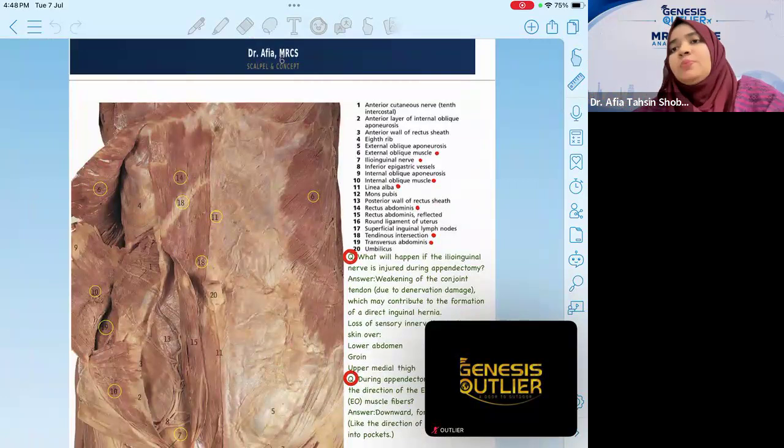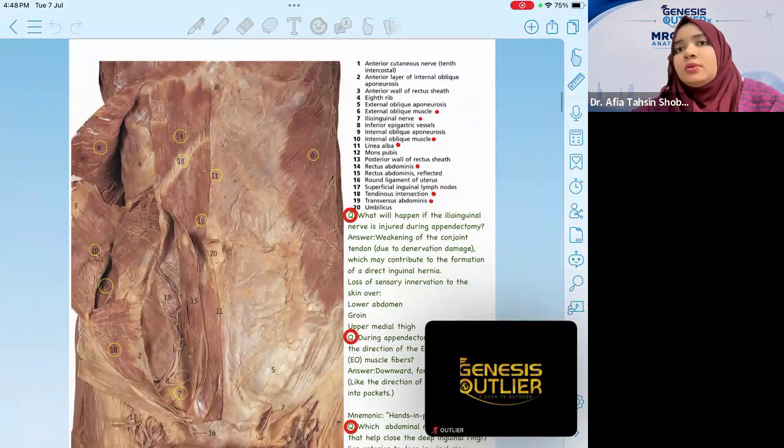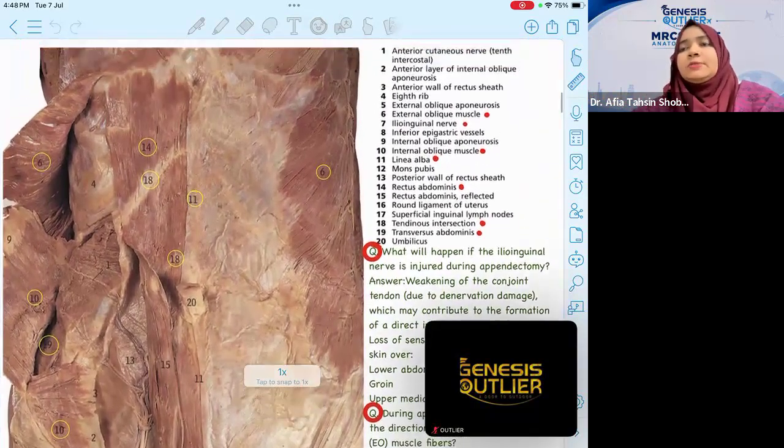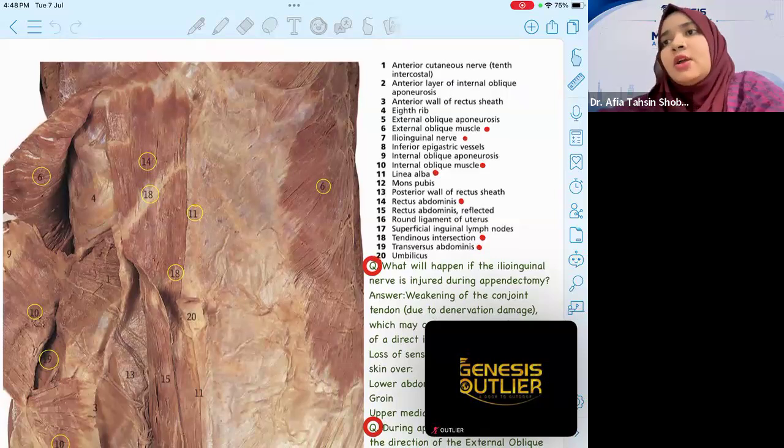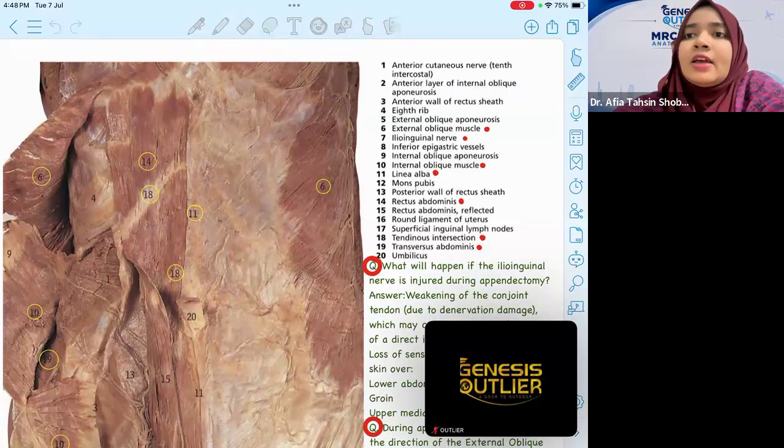Okay, now come to the exam image. It is very much important. So come to this. First, we will study here about linea alba. Where is linea alba here? It is 11.